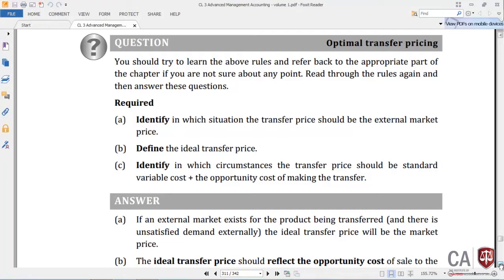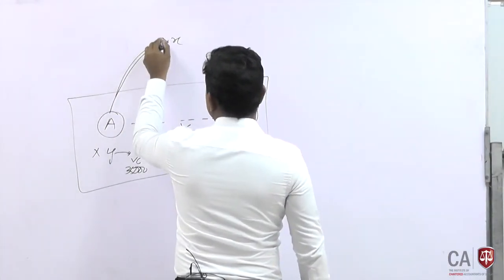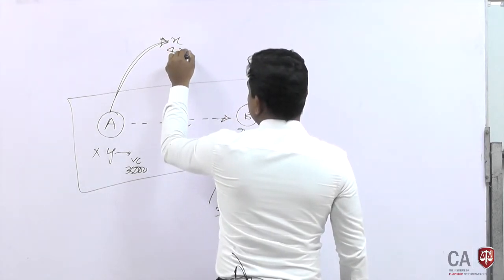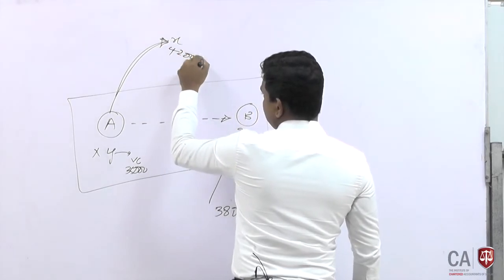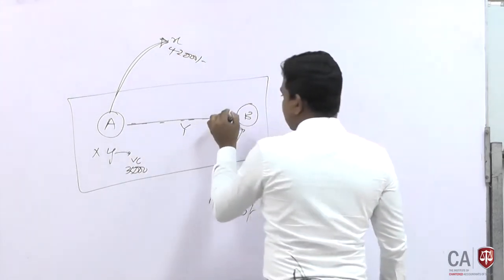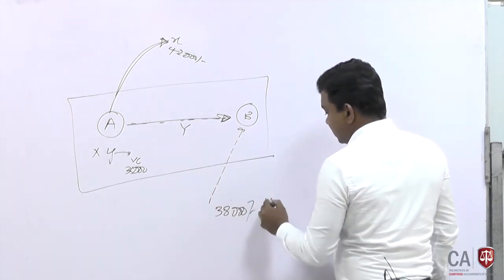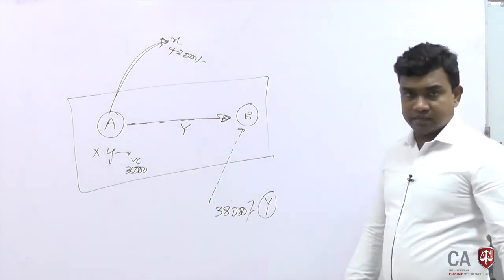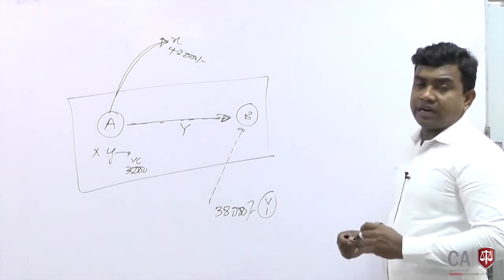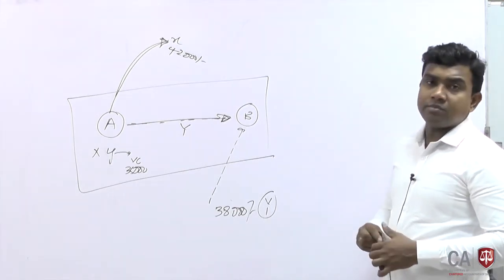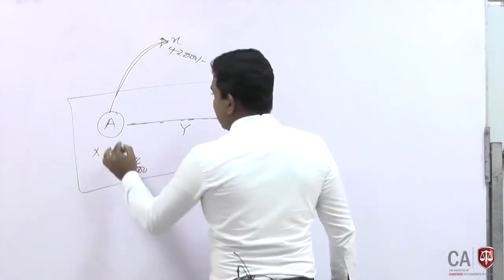Let's take the same scenario. They sell product X to an outside customer for 42,000. They supply Y to B, but B can purchase that same product Y from outside for 38,000. Now they are asking, what is the scenario where transfer price can be the market price? Clear?